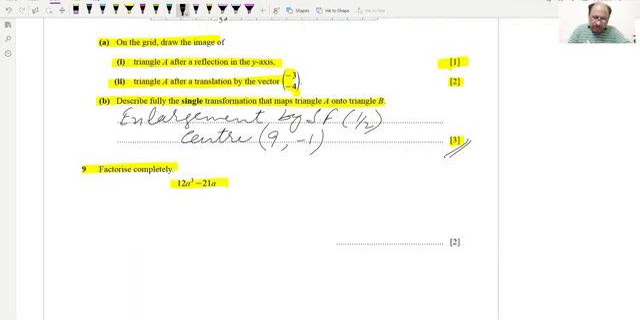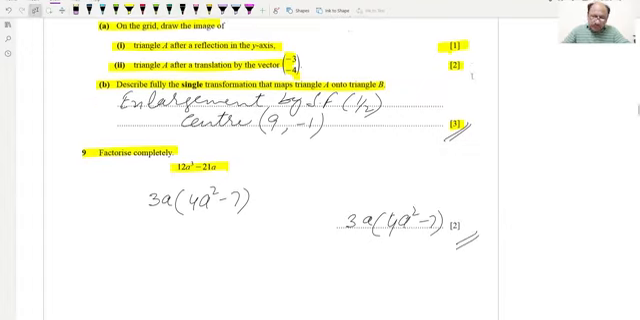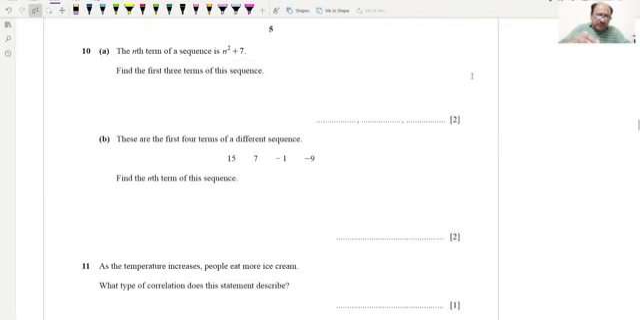We will have to take the maximum common factor. The maximum which we can take common is 3a, so inside will be 4a squared minus 7, and the answer will be 3a into 4a squared minus 7, and this is a 2 mark question which we have done. Now question number 10, sequence question. A part, the nth term of the sequence is n squared plus 7. Find the first 3 terms. So we can write n is equal to 1, n is equal to 2, and n is equal to 3.